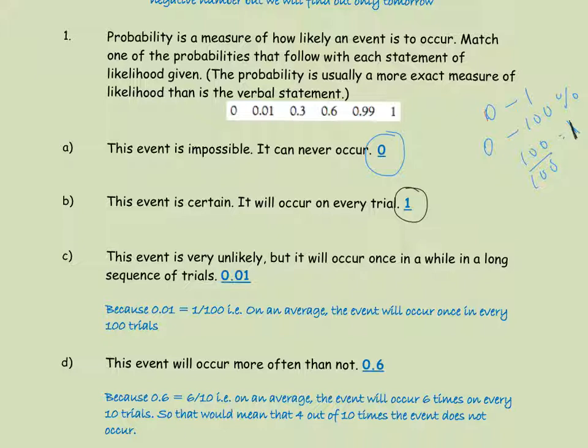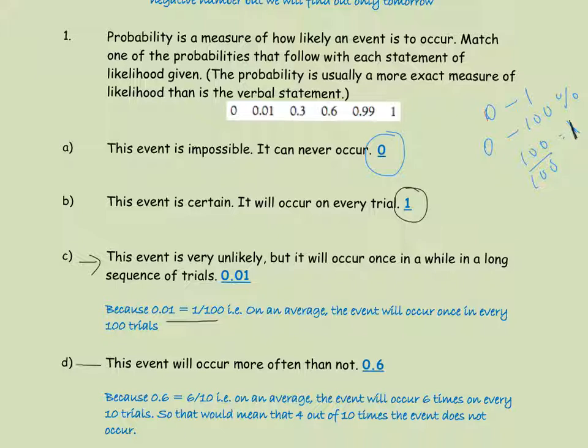This event is unlikely, but it'll occur once in a while in a long sequence of trials. So 0.01 seems to fit that description, because if you change 0.01 to a fraction, it is 1 over 100, which means that on average the event will occur once in every 100 trials.